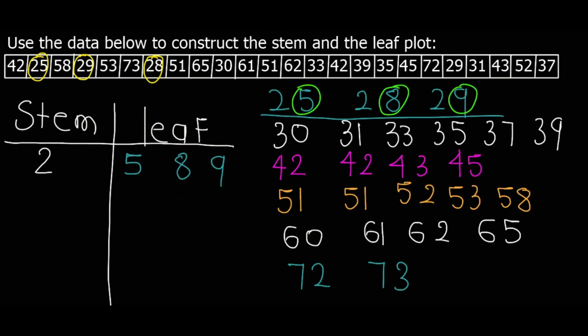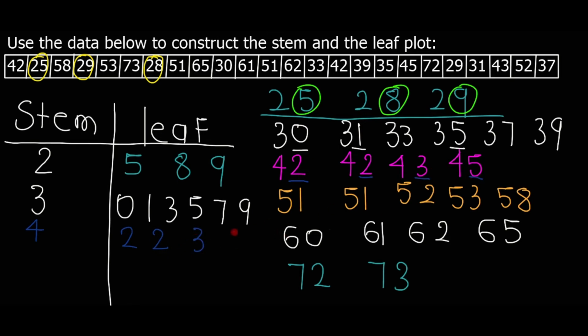So now let's look at the one that follows, 30-something. So I write 3, and then from there I write 0, which is this one, and then I write 1, which is this one, and then 3, and then 5, and then 7, and then 9. And then we are here on 4. So this is 4, I write 2, and then 2, and then 3, and then 5.